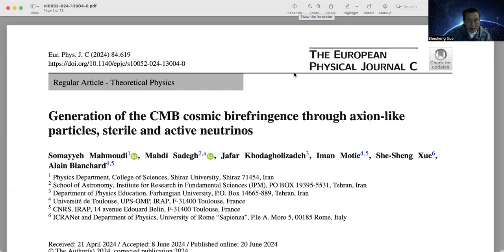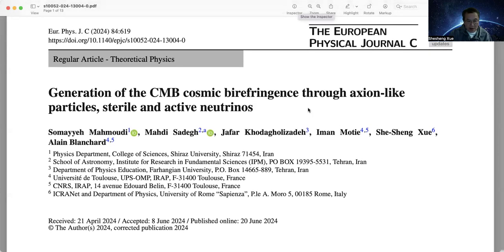I thank the organizers of this meeting for the invitation to talk about this work: the generation of the cosmic microwave background birefringence through the photon interacting with axion particles, sterile neutrinos, and active neutrinos. These three types of particles, axion-like particle, sterile neutrino, and active neutrino, have parity-violating interactions with the photon. And this is exactly the topic of this conference.